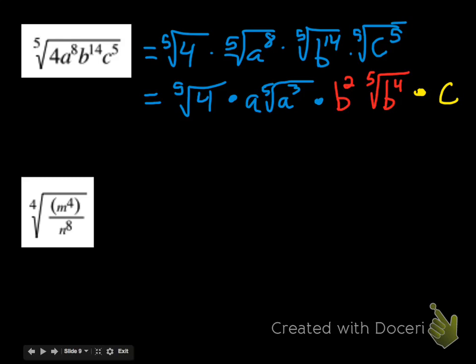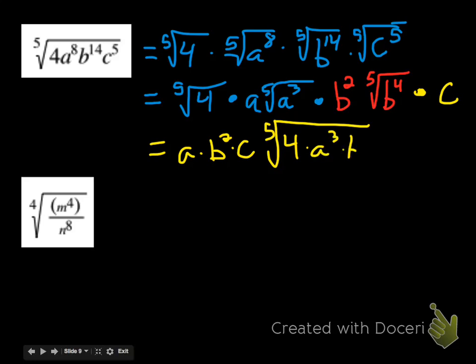All right. Now, mathematicians are picky. This is kind of ugly. Can we make this look a little nicer? I think we can. And here's what we're going to do. We're going to take that a, that b squared, and that c and put it out in front. Okay? So we're going to make this look a little bit cleaner. And then we're going to put underneath the 5th root everything that's still under the 5th root. So if it's under the 5th root, it's going under 1 5th root instead of 3 separate ones. So we have 4 times a cubed times b to the 4th. That's our final answer. Next one.